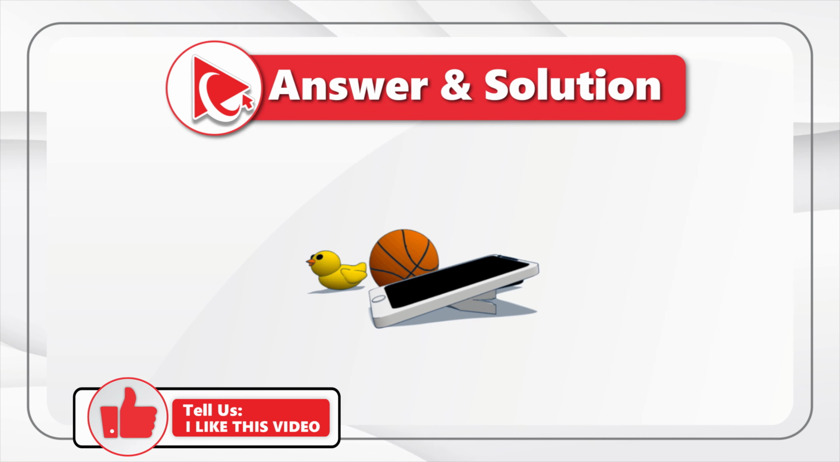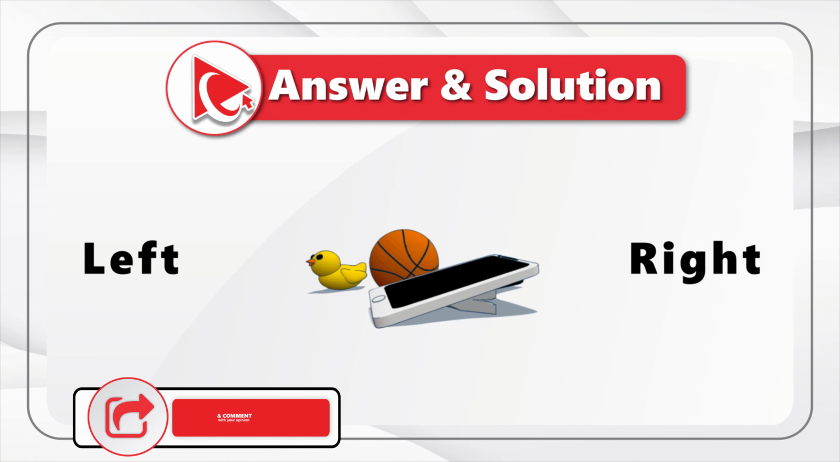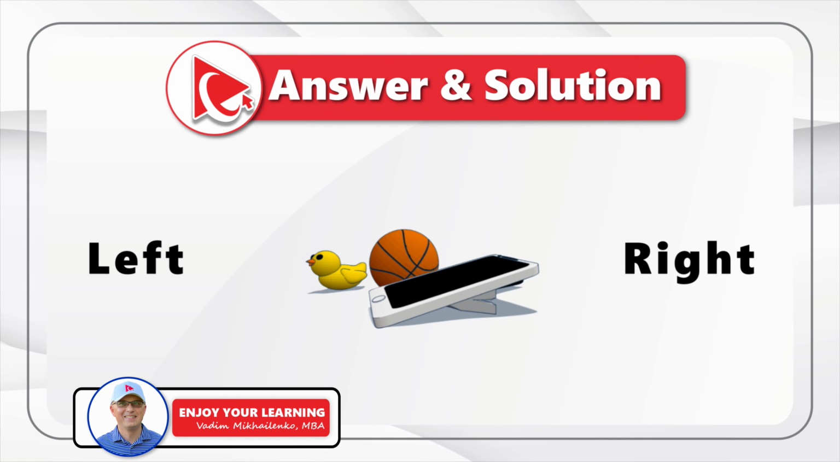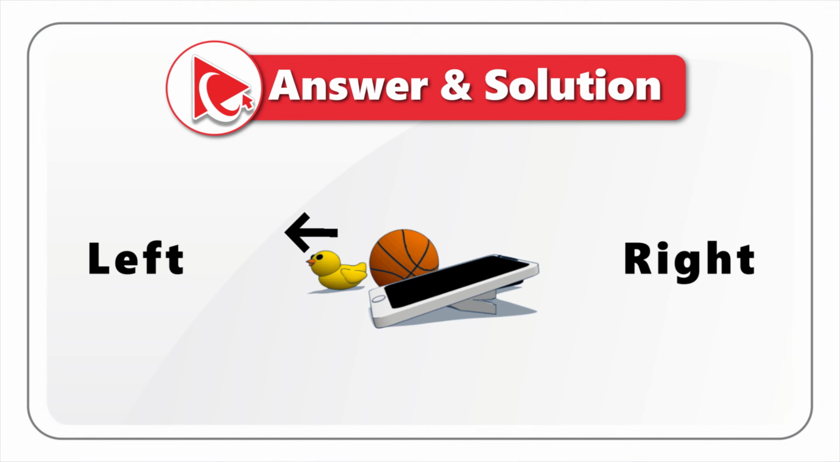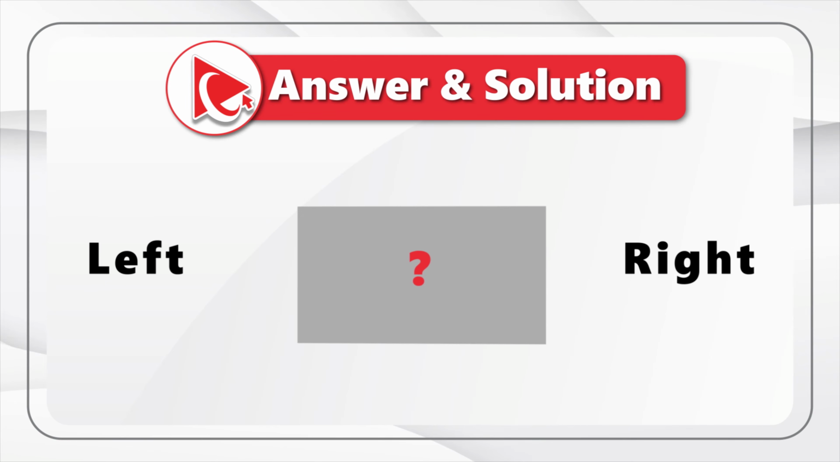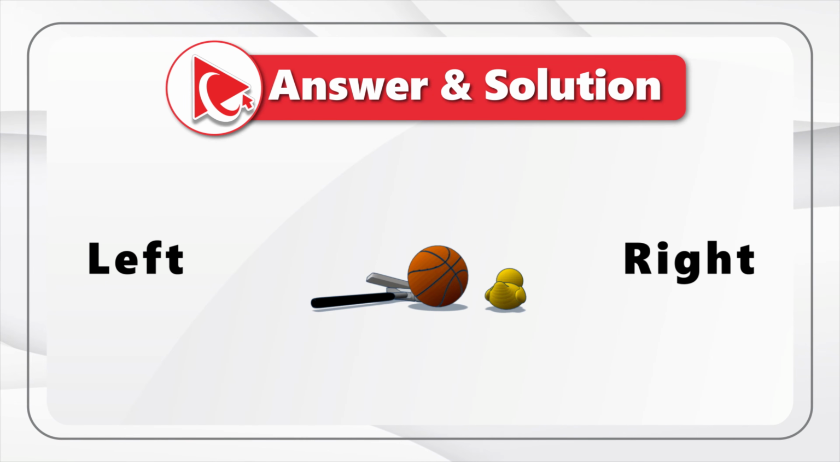If you look at the original image, you see that the duck is looking to the left, and it is on the left side of the ball. Which means that if we look from the opposite side, the duck will be looking to the right and would be on the right side of the ball.